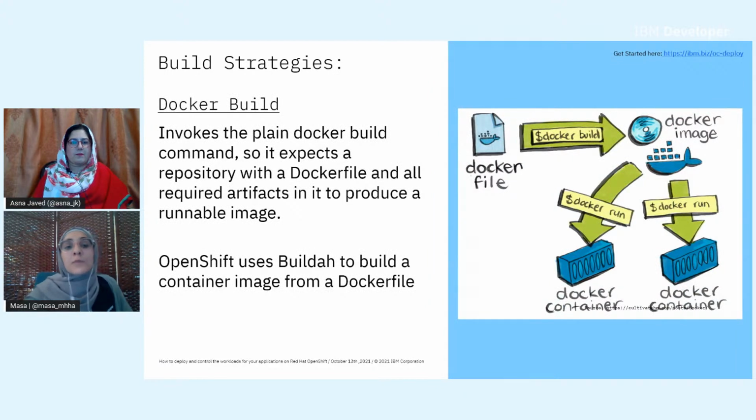A little bit more detail about Docker build. A Docker build, by definition, builds your Docker image, which is a runnable image that you can create your container application from. It takes a Docker file first, and then it runs a Docker build command. In OpenShift, it uses Buildah to build this container image from a Docker file.